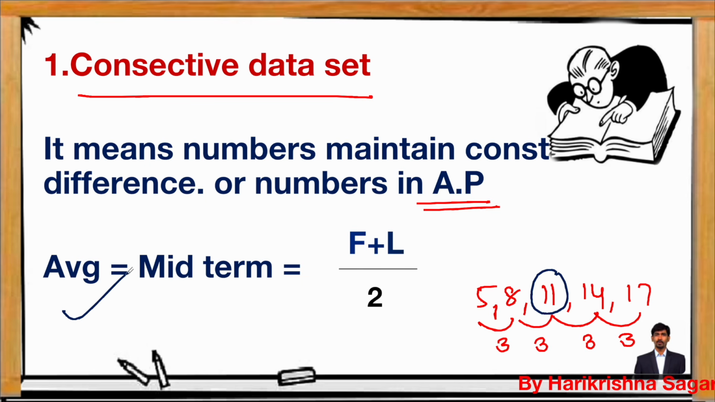And sometimes it will not be finite data. If you have infinite data, but you know the first term and the last term, you can also use this logic. First term is 5, last term is 17. 5 plus 17 by 2 will give you your answer. That means 22 by 2 gives the same result of 11. So remember this point. These are the basic prerequisites, nothing else to discuss.